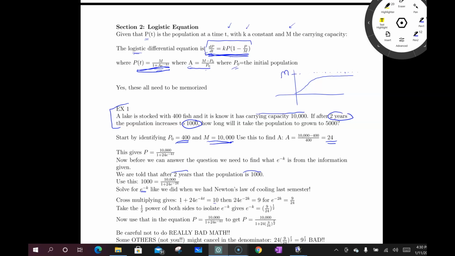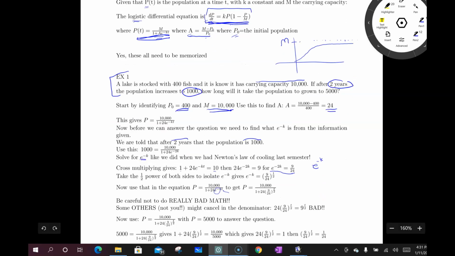Do not take the ln. Remember, you're solving for e to the negative k. So that means I'm going to take the 1/2 power of both sides of this. So here it is. So e to the negative k is 9 over 24 to the 1/2 power. So I put that in place of e to the negative k here. So I get 9 over 24 to the 1/2 power, and that's all to the t, so that's t over 2. All right, so there's my equation.